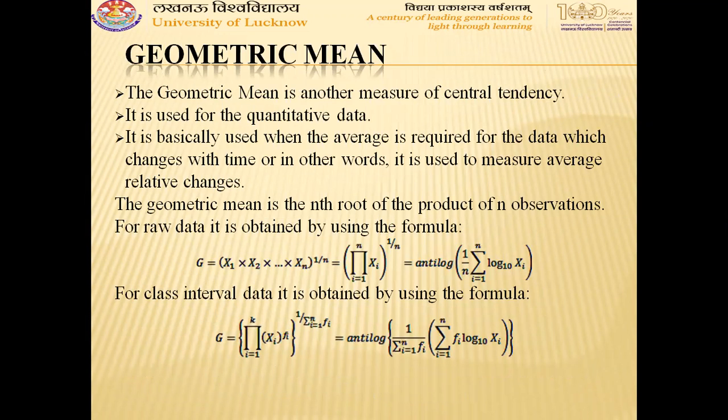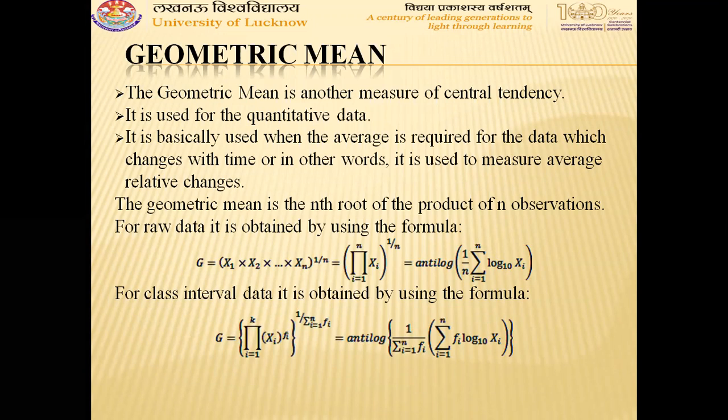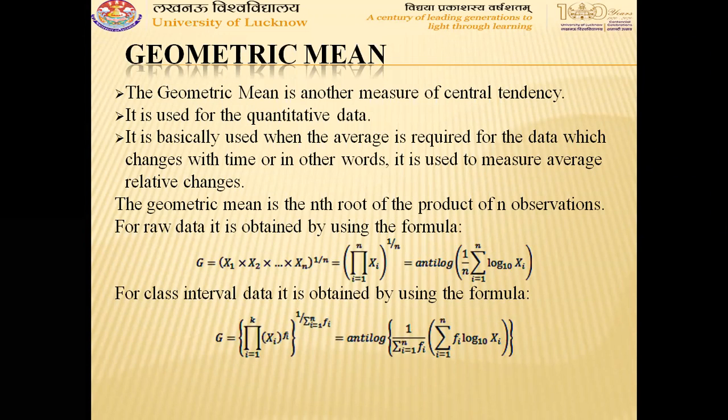Now some other measures of central tendency. The first measure which I would discuss is the geometric mean. The geometric mean is another measure of central tendency which is used for quantitative data. It is basically used when an average is required for data which changes with time. That is, when it is required to measure the average relative changes, then the geometric mean is used. The geometric mean is nothing but the nth root of the product of n observations.